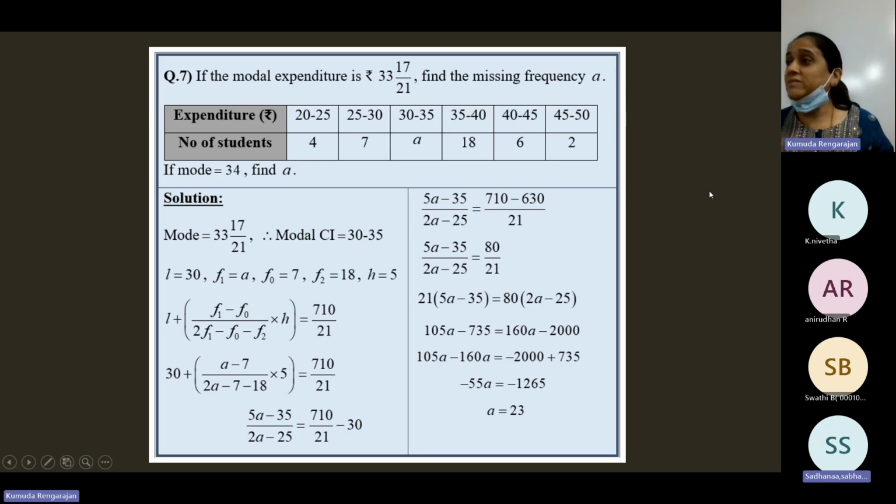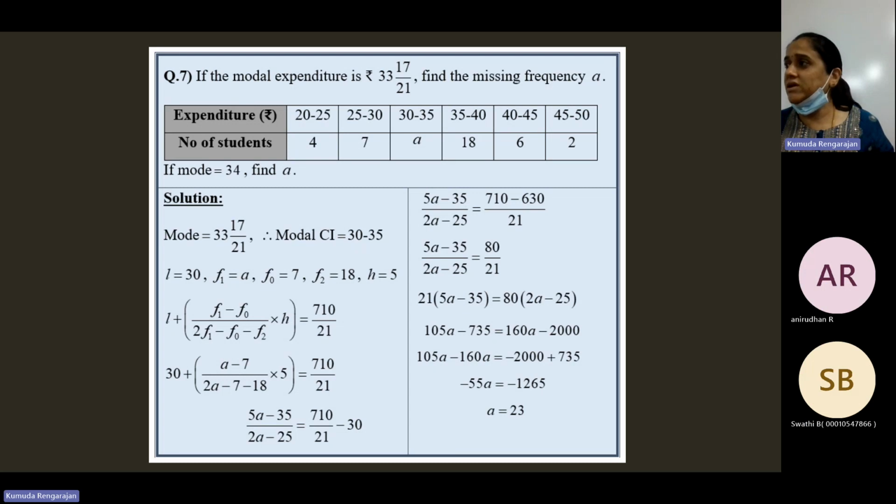Please take mode as 3317 by 21 and rework.